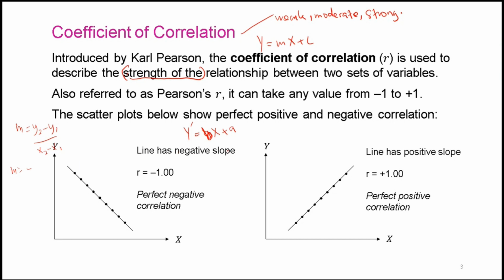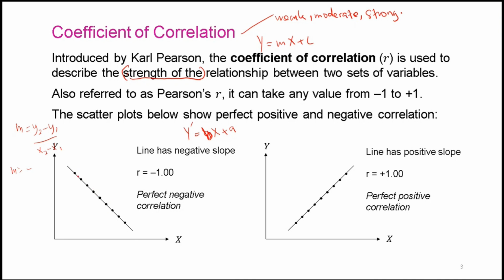The line has a negative slope. Okay, and then after you calculate the value of r, you will get a negative value of r. Okay, so negative means that if x increases, y decreases. Okay, so this is the relationship between two variables. Okay, so if r equals -1, it means this is a perfect negative correlation. So you can see that all points are in line with the straight line.